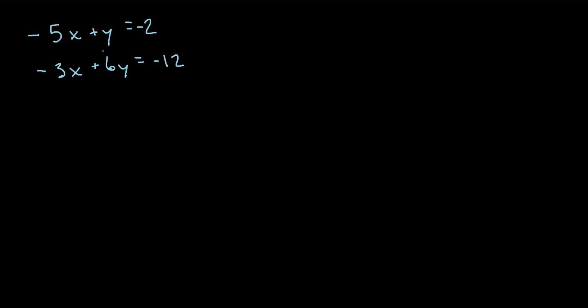Well, once again, since we noticed that one of these variables, this y right here, has a coefficient of either 1 or negative 1, in this case it's a 1, we can use the method of substitution, where we solve for y, and then we substitute that into the second equation. So if we imagine that we add a 5x to each side of this first equation, we'll get y is equal to negative 2 plus 5x. So we solve for y very easily, and now we can plug this y into this second equation.